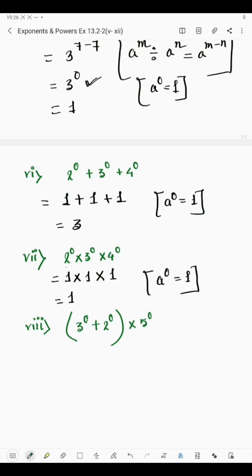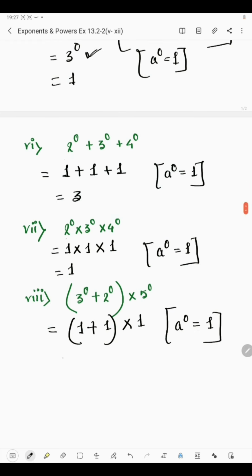In the eighth part we have 3 to the power 0 plus 2 to the power 0, in the bracket, into 5 to the power 0. Now as you know, we have to do the operation in the bracket first. So 3 to the power 0 is 1, as anything to the power 0 is 1, plus 2 to the power 0 is also 1, multiplied by 5 to the power 0 which is also 1. Now we will add these two first. So 1 plus 1 is 2. 2 multiplied by 1 is 2. Okay. So coming to the ninth part.